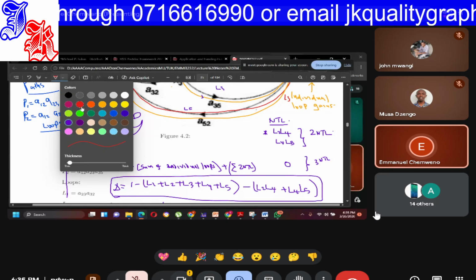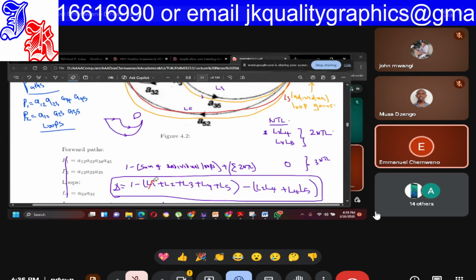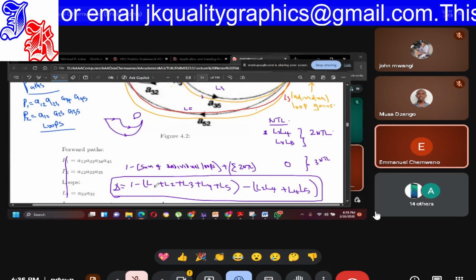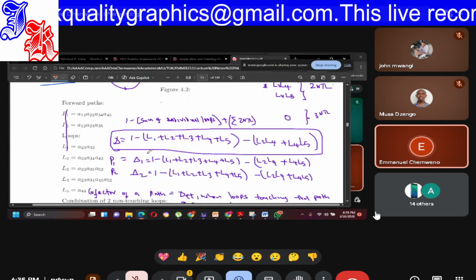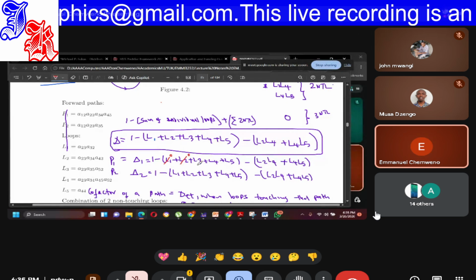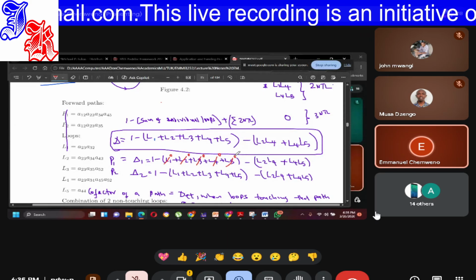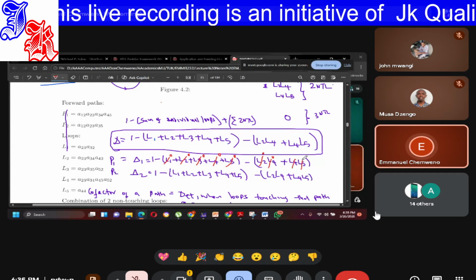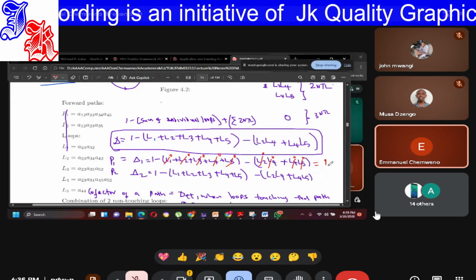So for path 1, loop 1 touches path 1, loop 2 touches path 1, loop 3 touches path 1, loop 4 touches path 1, and loop 5 touches path 1. So loop 2 and 4 both touch path 1, and loops 4 and 5 both touch path 1. So the cofactor is reduced to only equal to 1.